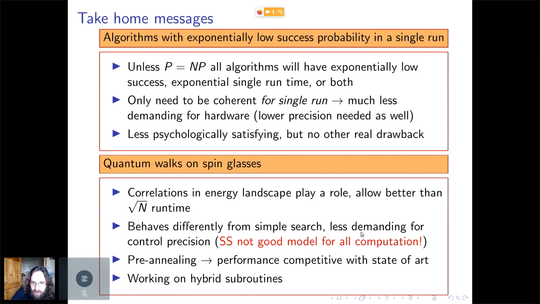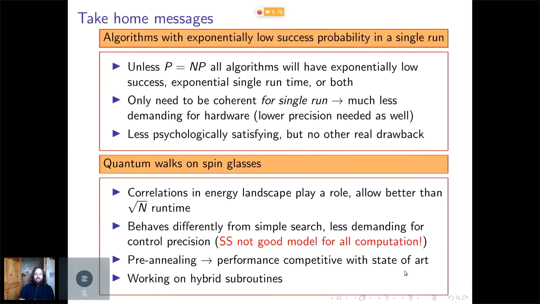And our quantum walk algorithms, our rapid quenches, seem to behave entirely differently from this unstructured search. It suggests that maybe that's a very nice theoretical model, but maybe it's not really the way to think about a lot of real computation. It's not that unstructured search is doing the work. Something more complicated is going on, and it's using the structure of the problem in some complicated way. There's something interesting going on there.